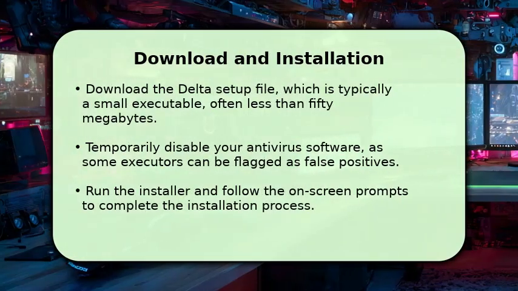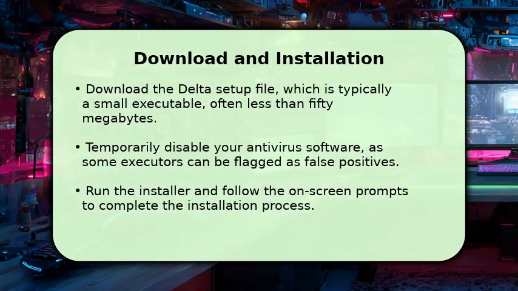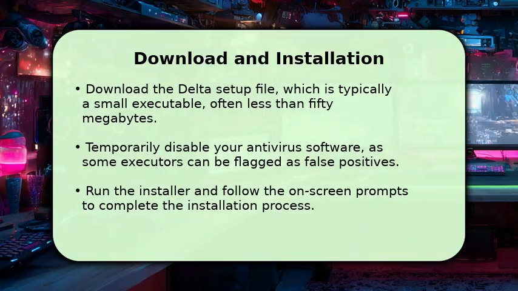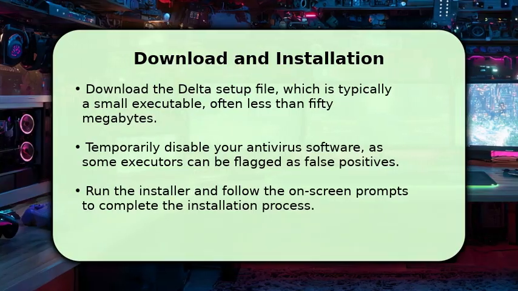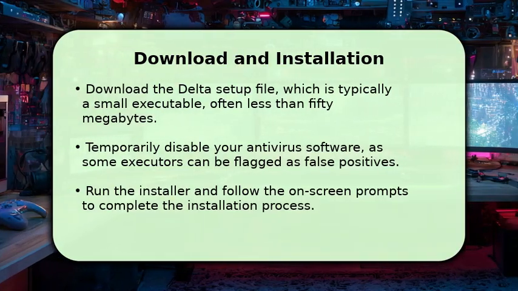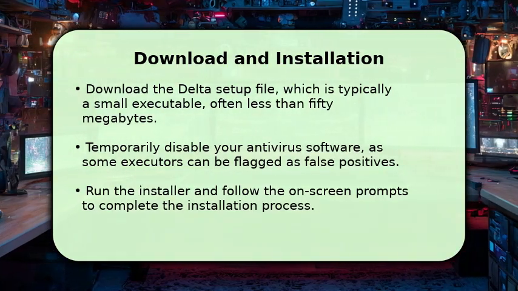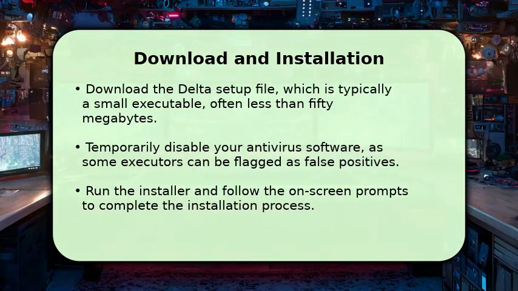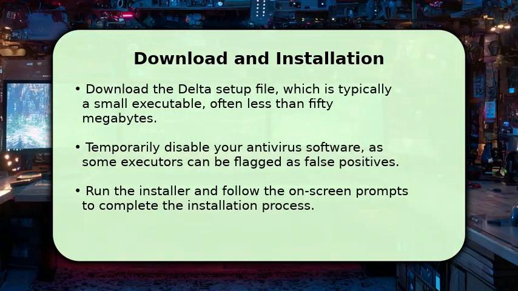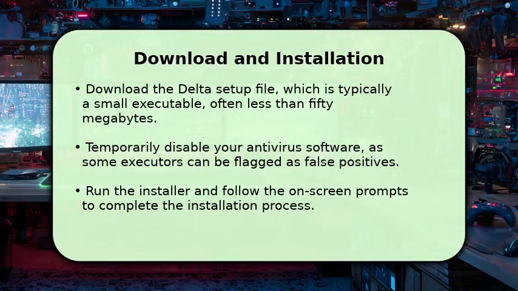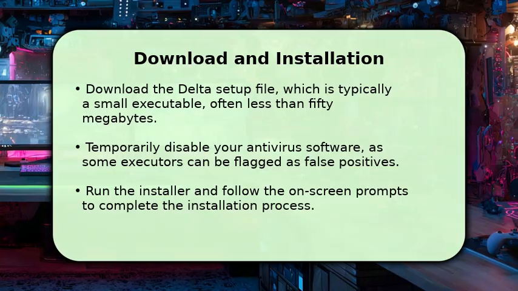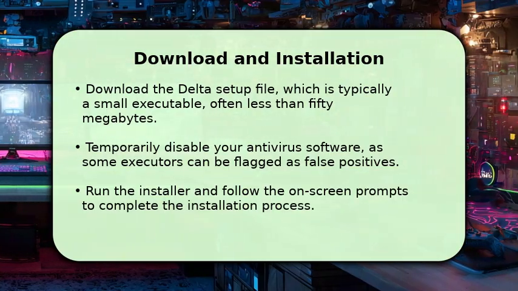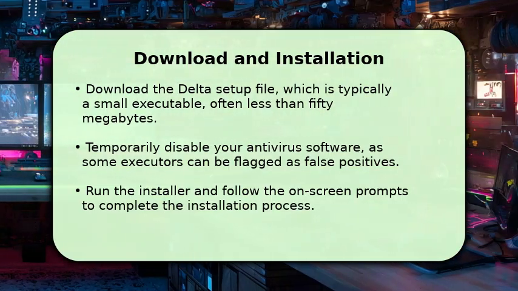After downloading the setup file, temporarily disable your antivirus program. This is a common step for many executors, as they can sometimes be mistakenly identified as threats. Then, launch the installer. Follow the straightforward on-screen instructions, which usually involve accepting terms and choosing an installation directory. The entire process should take only a few minutes, preparing your system for Delta's functionality.